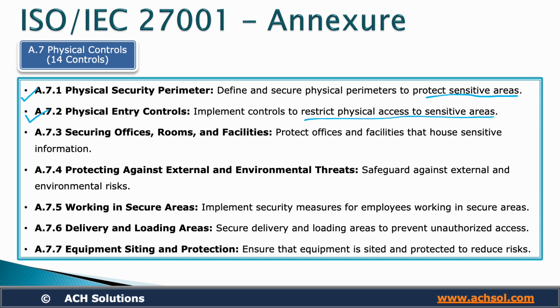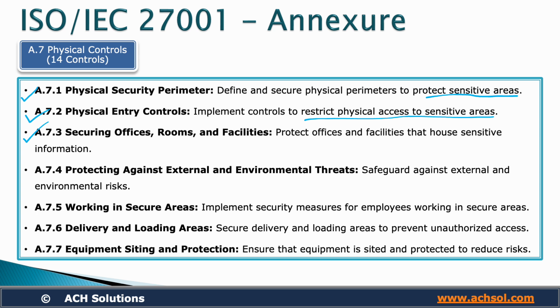The next one is A.7.3, which says securing offices, rooms and facilities. So this one asks that you should protect your office and facility that house sensitive information. The example here could be the main office is equipped with access control and surveillance cameras.